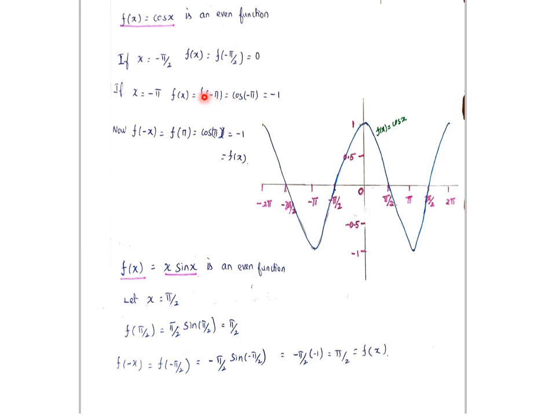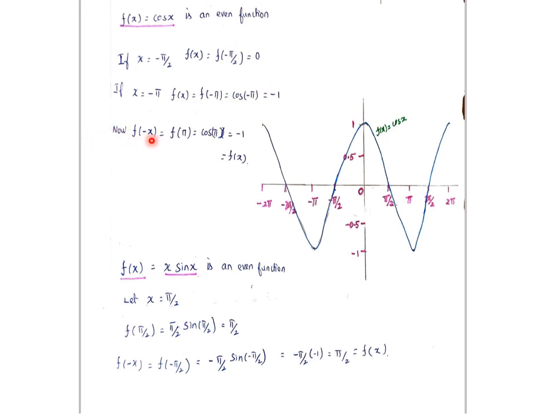When x equal to minus pi, f of x equal to f of minus pi. Here our function f is nothing but the trigonometric function cos. Therefore, cos of minus pi. What is the value for cos of minus pi? Cos of minus pi is equal to minus 1.